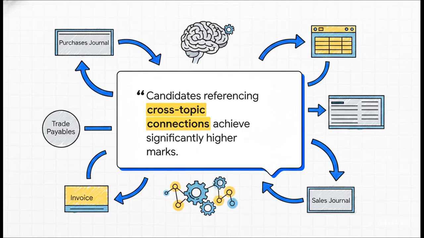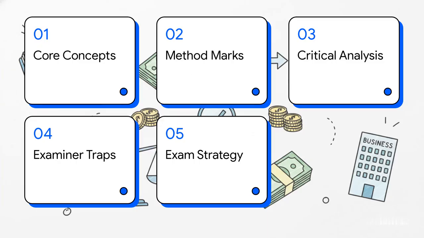Sam, how do you see it? I see it as a huge puzzle. An entry in the purchases journal links directly to trade payables, and that literally cascades all the way into the statement of financial position. Hit the nail on the head, Sam. They integrate syllabus areas. Viewers, if you want those top marks, you absolutely cannot view these journals in isolation. It's all connected. Here is our highly structured roadmap for today's session. We'll master the core concepts, secure those method marks, break down critical analysis, reveal the top 3 examiner traps, and finally, build your ultimate exam strategy.